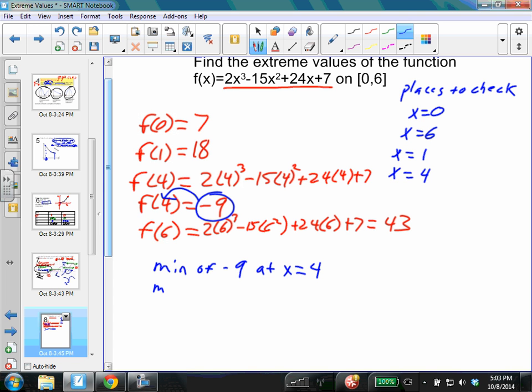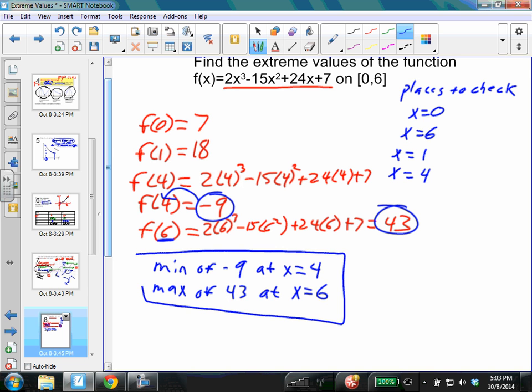And then we also want our maximum value. If we look in this list, the biggest of these y values is 43. So we have a max of 43, and it happens at x equals 6, right? So those right there are going to be our extreme values.